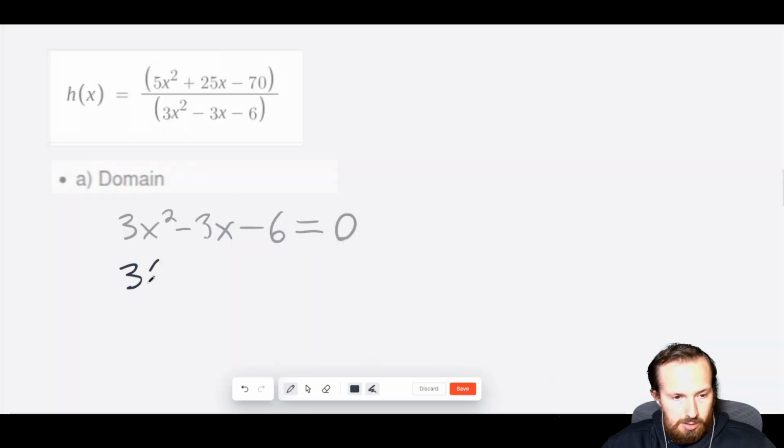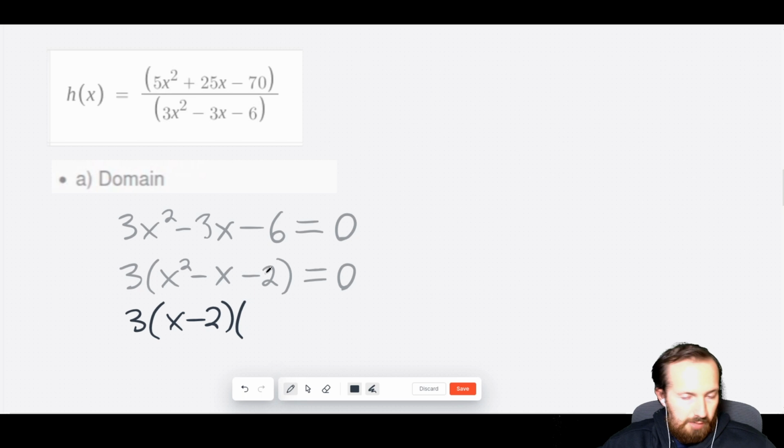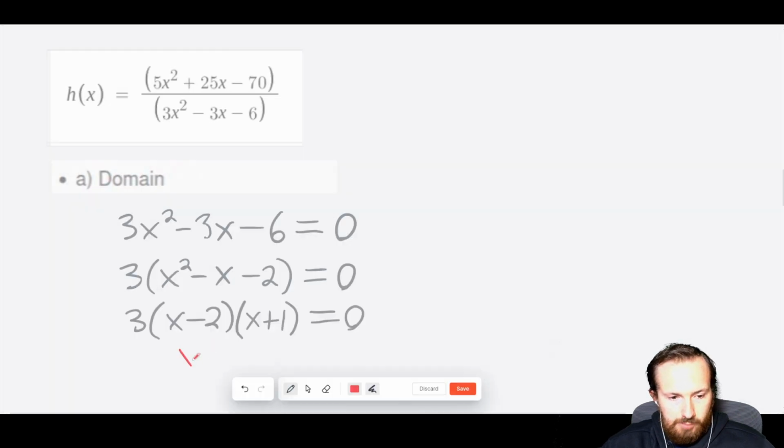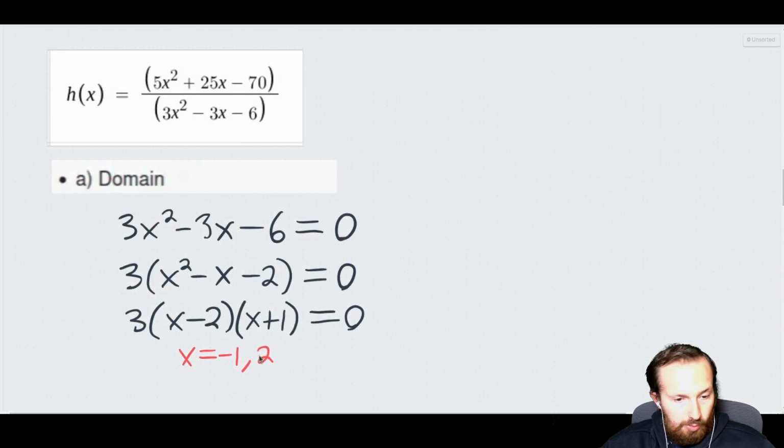Here, the best thing to do is to factor out a common factor as much as you can. Then we end up with this. And again, you can factor it even further. Hopefully it makes sense that, by guessing and checking, you're looking for two numbers that multiply to -2 and add to -1. Hopefully it's clear that these are the numbers. And if we solve these, x equals -1 and x equals +2 are the problem points.